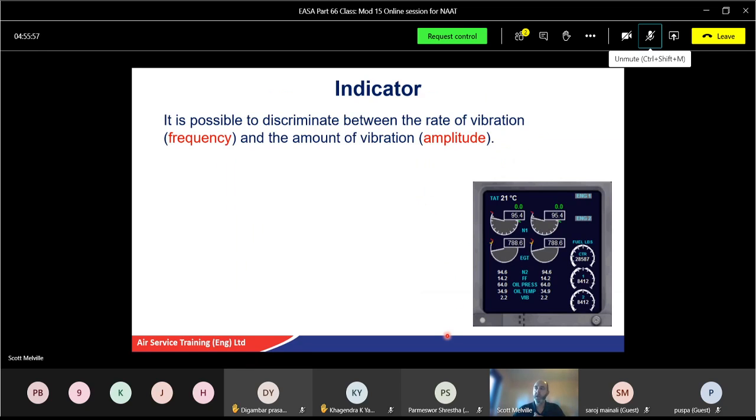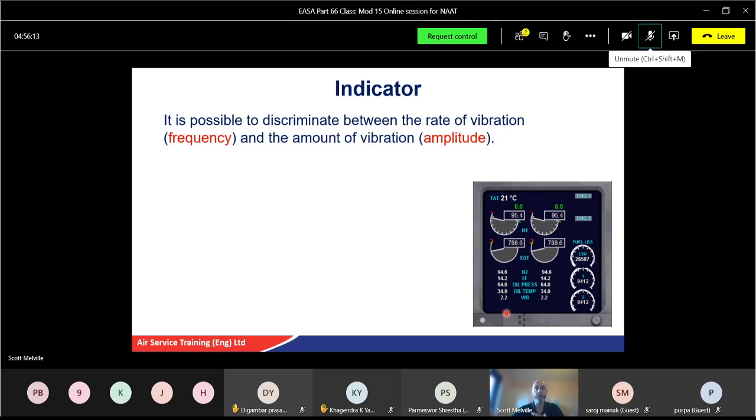With an indicator, it's possible to discriminate between the rate of vibration, the frequency, and also the amount of vibration, which we class as the amplitude. Going back to the standard setup, there are vibration limits. Here we're getting a 2.2 or thereabouts.